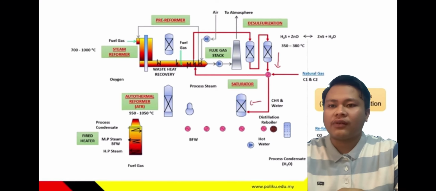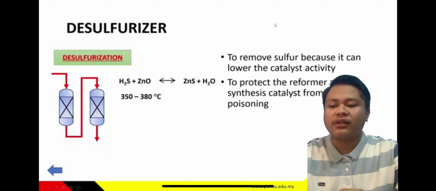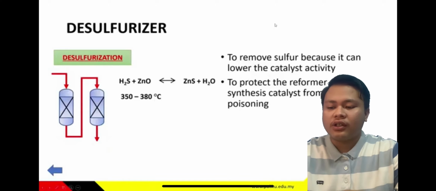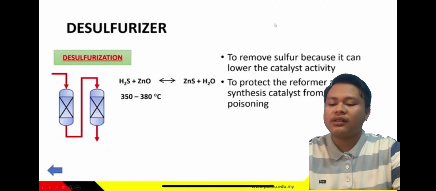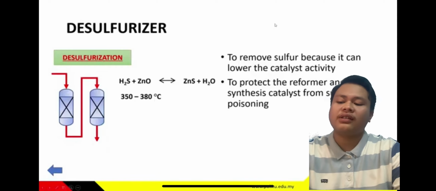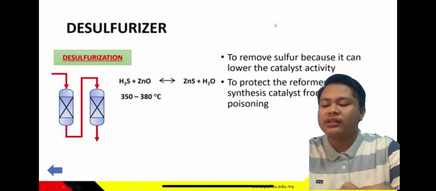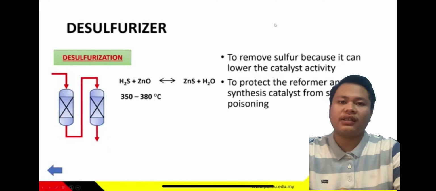At desulphurization, we have a desulphurizer. The desulphurizer is also called the SDS reactor. Usually the desulphurizer is used to remove the H2S content. H2S is a colorless gas and an impurity. That is why we want to remove it, because impurities affect the catalyst activity.